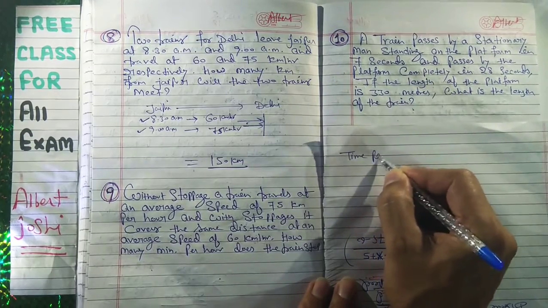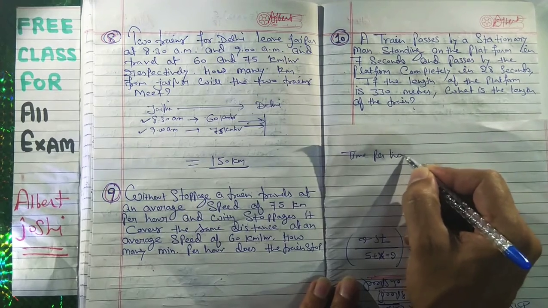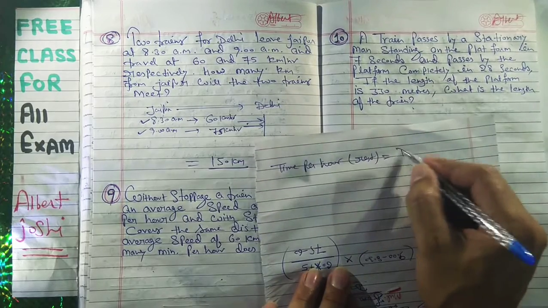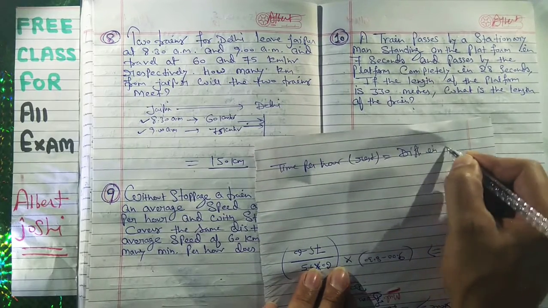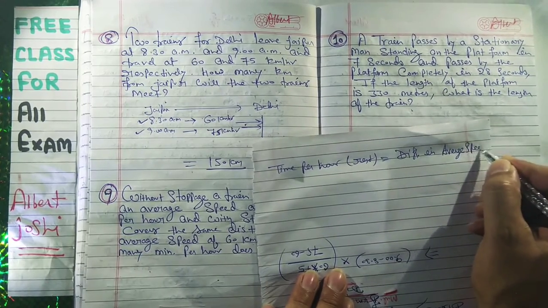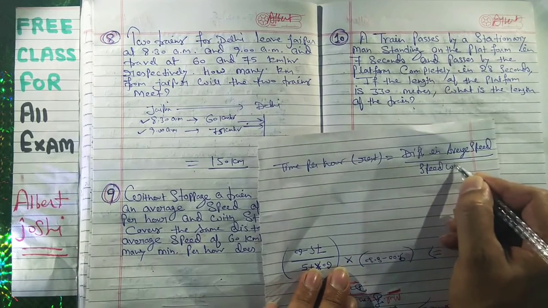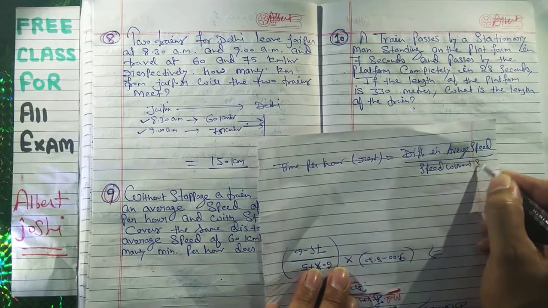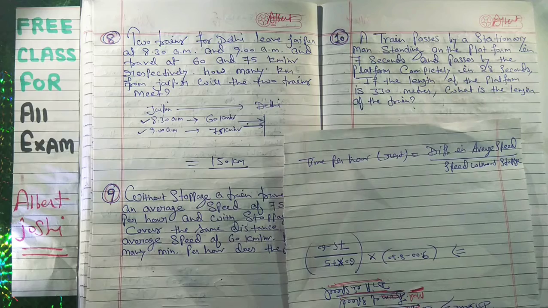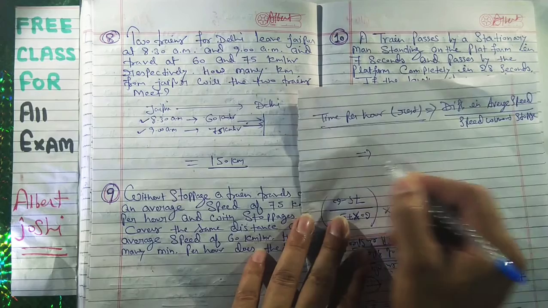Time per hour means rest time is equal to difference in average speed upon speed without stoppage. Same question we have done in the previous chapter, work and wages. You must go there. So time per hour we have to find.